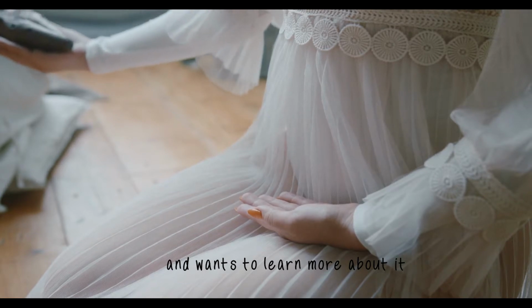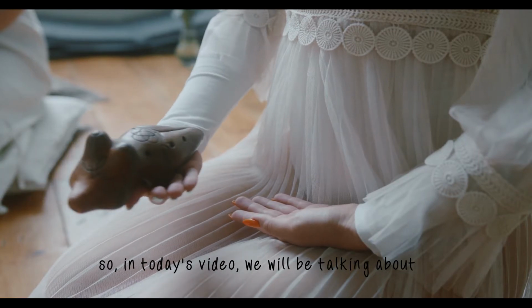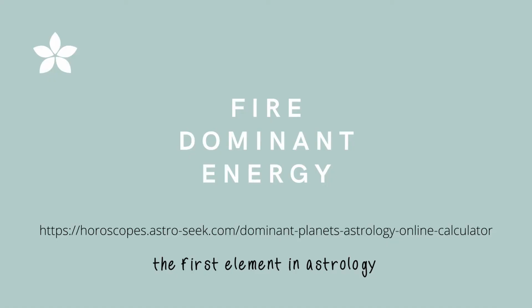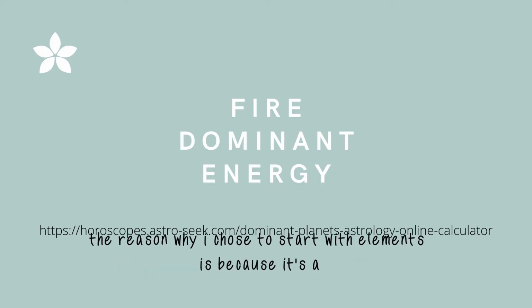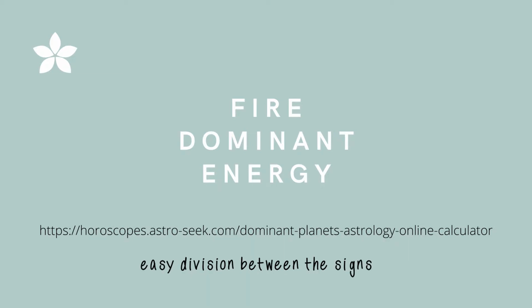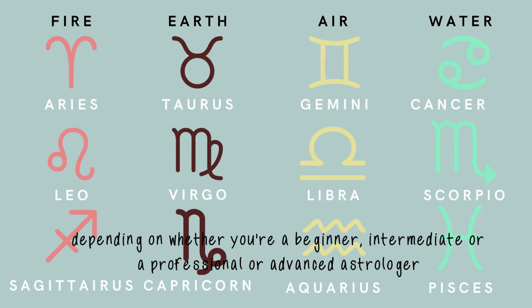about it. So today's video we will be talking about the first element in astrology, and so we'll be talking about zodiac signs in particular. The reason why I chose to start with the elements is because it's a really easy sort of division between the signs. So in astrology there are 12 signs, as you may or may not know, depending on whether you're a beginner, intermediate, or a professional or advanced astrologer.